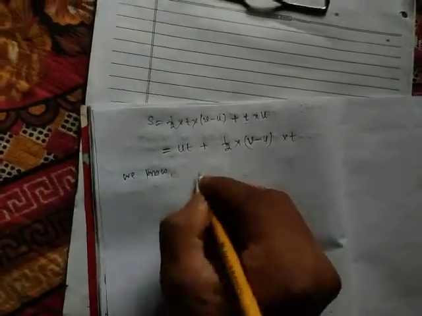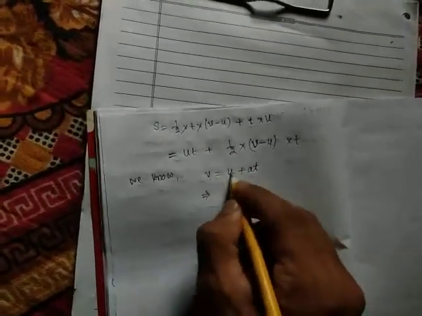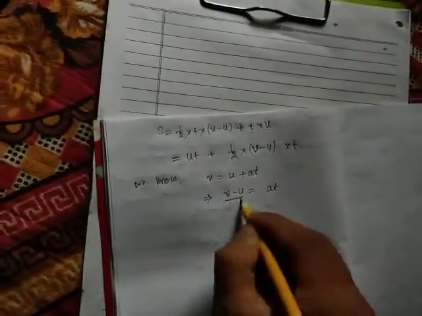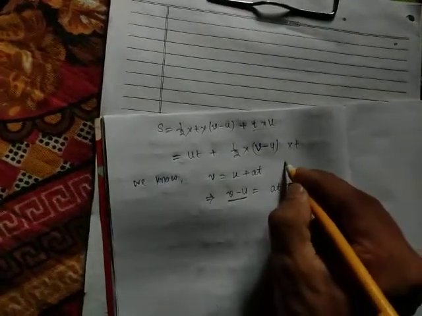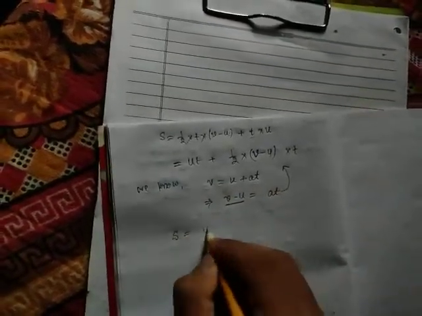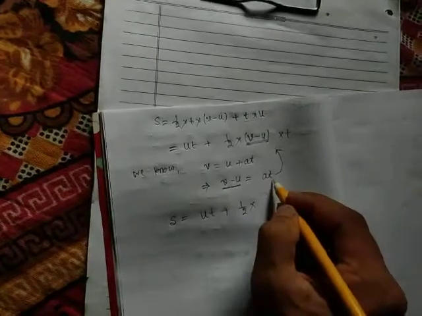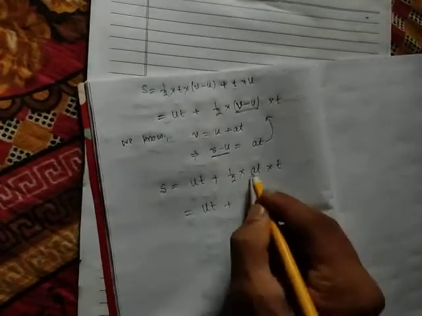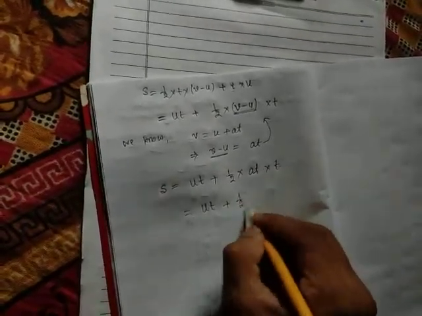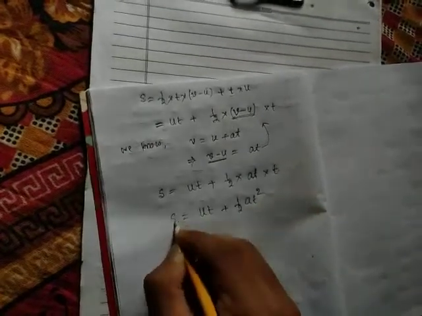Now we know the first equation of motion: V is equal to U plus AT. From here, changing the position of U, V minus U is equal to AT. So the value of V minus U is AT. Now put this value here. S is equal to UT plus half into AT into T, that means T square. So S is equal to UT plus half AT square. Proved.